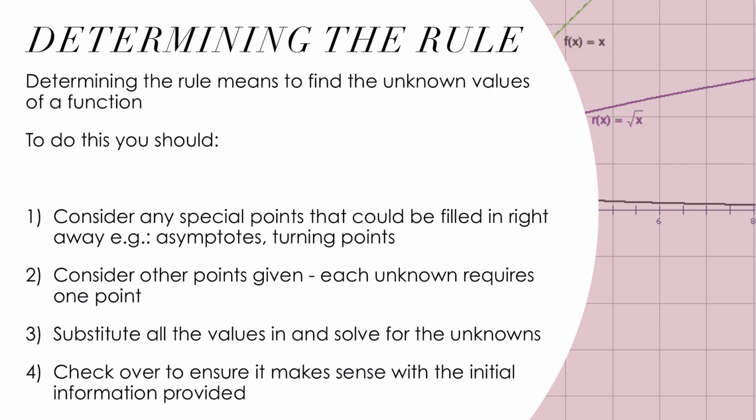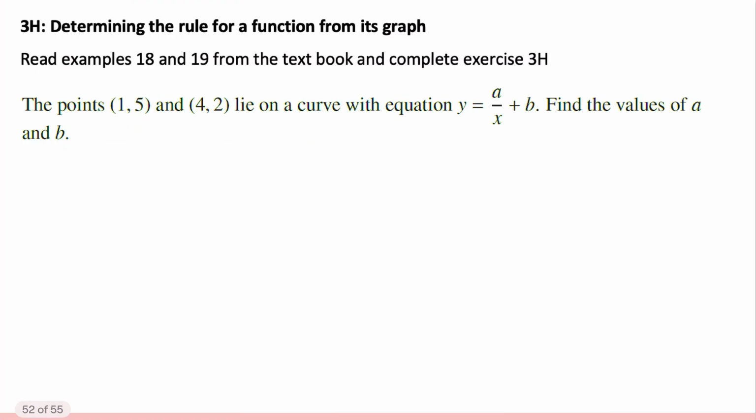To do this, you should always consider any special points that could be filled in right away, like asymptotes, turning points, your H and K points. Consider any other points. Each unknown requires 1 point that has been given. So for every unknown, you need a point. Basically, we're going to substitute all the values in and solve, and then just check over it at the end, just to make sure everything makes sense.